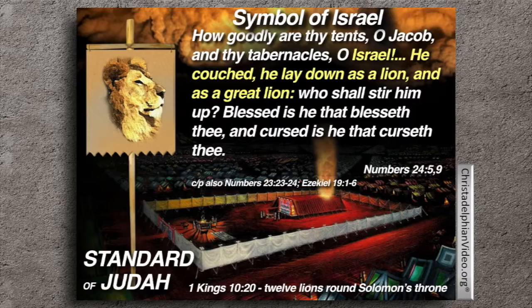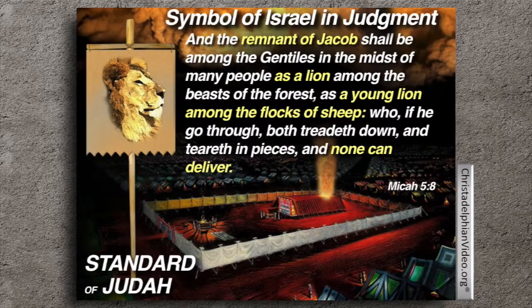In fact, it's a symbol also of judgment. So the lion face represents also the idea of the judgments of God. Specifically, Israel in judgment, looking to the future. Micah chapter 5 and verse 8: "The remnant of Jacob shall be among the Gentiles in the midst of many people, as a lion among the beasts of the forest, as a young lion among the flocks of sheep, who, if he go through, both treadeth down and teareth in pieces, and none can deliver." So it certainly is a picture of judgment the nation of Israel will manifest in the time to come. When they are gathered out of the nations under the hand of Elijah, they come as a lion, as the remnant that is amongst the flock, and they tear any of those nations who will stand against them.